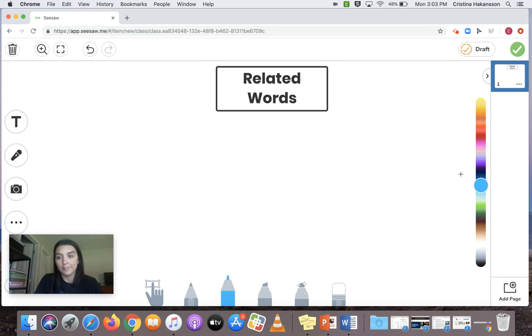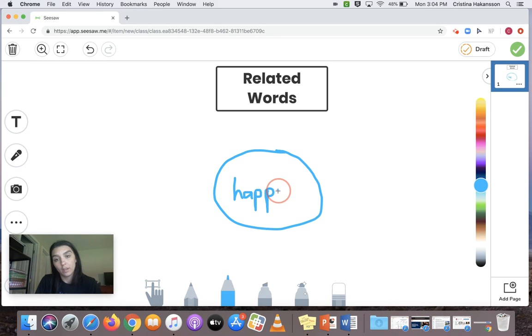I'll use my pen. Okay, I'm going to draw a circle, I'm going to make a web, and the example I'm going to use is happy. Okay, and I want you to think about what the root word is for happy. It's just happy, right? There's no word that lives inside of happy. It's just happy. So we're going to think about what are all of the words that we could make that use the root word happy. Okay, so the easiest thing to do is you can think about the antonyms, so opposite.